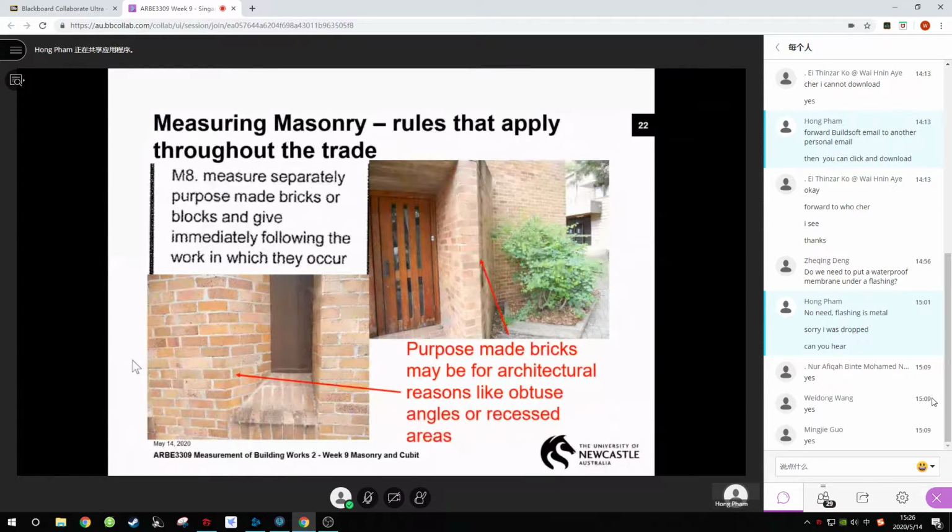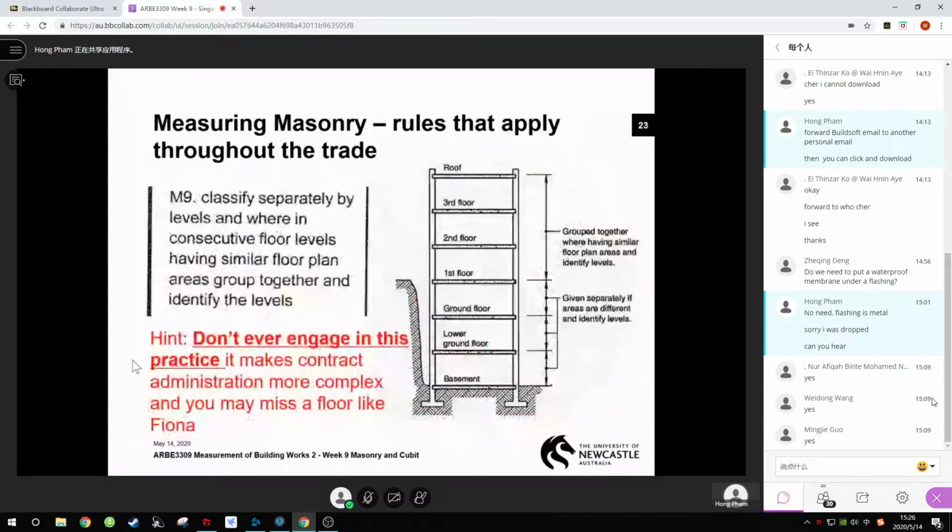Slide number 23, you can combine levels. I would urge you very, very much never to combine levels. I've probably told you the story in measurement 1, but there was a lady called Fiona Thompson, and she measured a job for me at Hallwood Place in Parramatta.